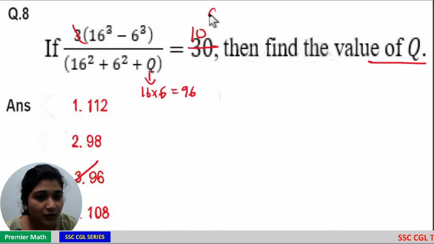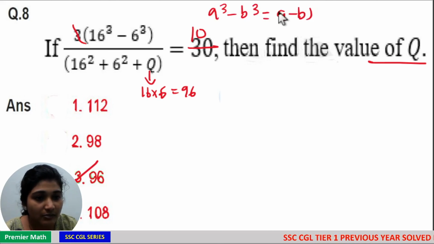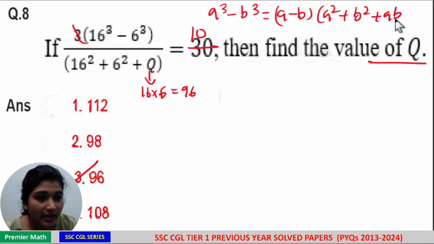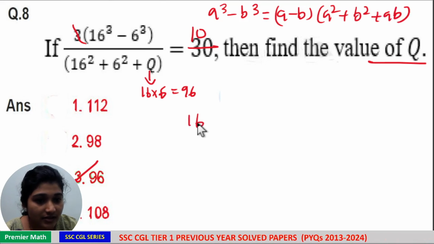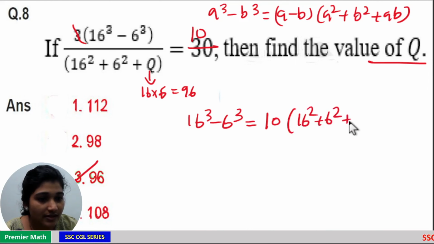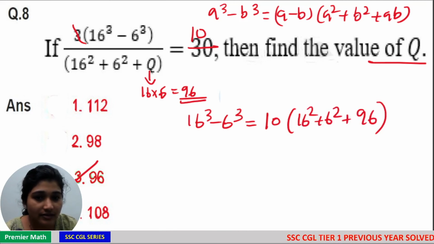That is, you use the formula a cube minus b cube, which is equal to a minus b into a square plus b square plus ab. That is, 16 cube minus 6 cube is equal to 16 minus 6, which is 10, into 16 square plus 6 square plus 16 into 6, which is 96. So q here is equal to 96.